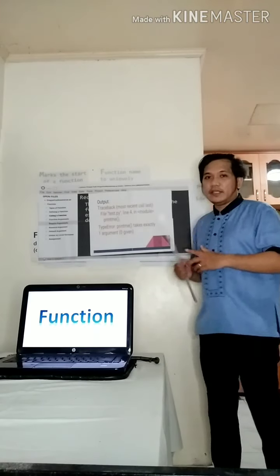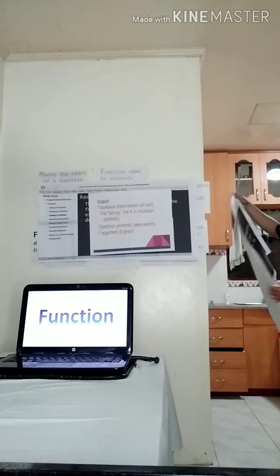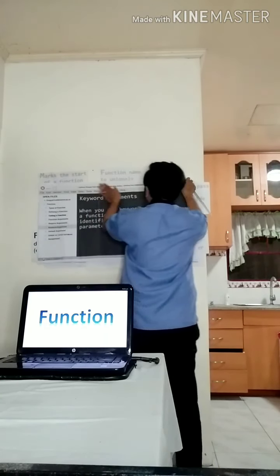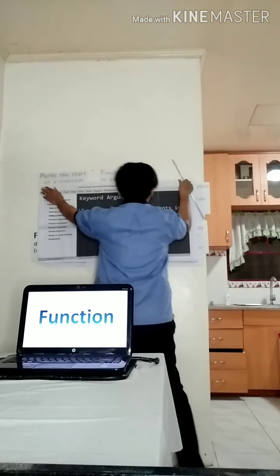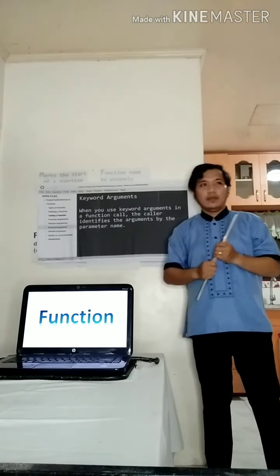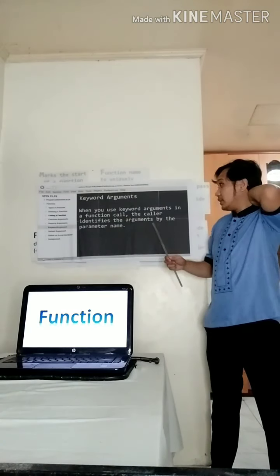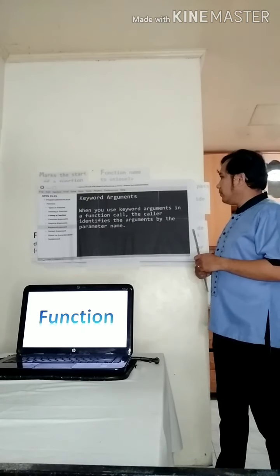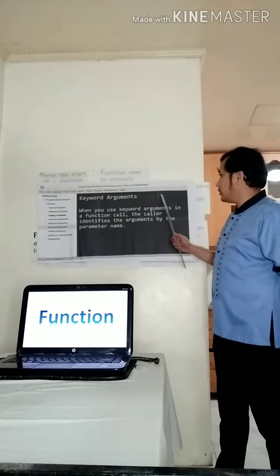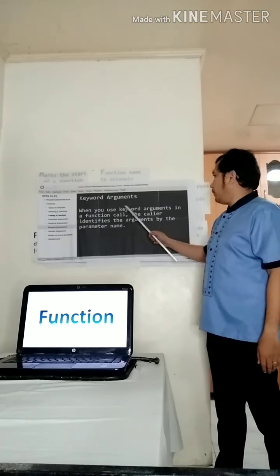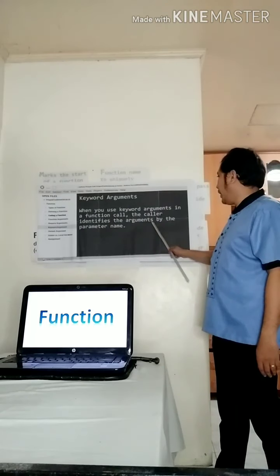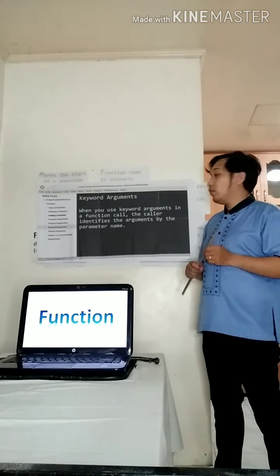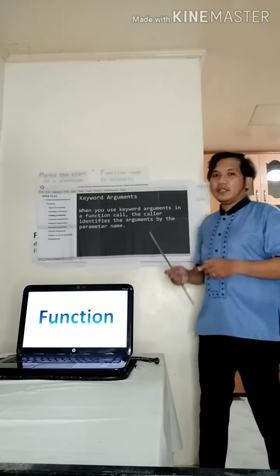So the next type of argument is the keyword arguments. Okay, Ms. Kalubag, please read what a keyword argument is. Thank you very much. So keyword arguments: a caller identifies the argument by the parameter name. Let's have an example so we can understand more what a keyword argument is. So here's our example.